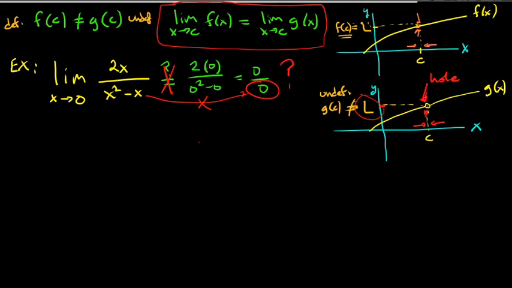So here's how we're going to do this. We're going to think of f of x as this function, 2x over x squared minus x. And we want to find the limit of that function as x approaches 0 in this case.